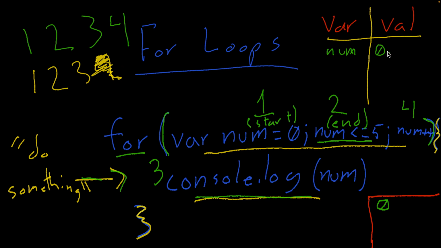So what's num plus 1? It's going to be 1. 0 plus 1 is 1. Okay, so now we have our new value of num. We've finished the fourth step. We've done the first sequence.